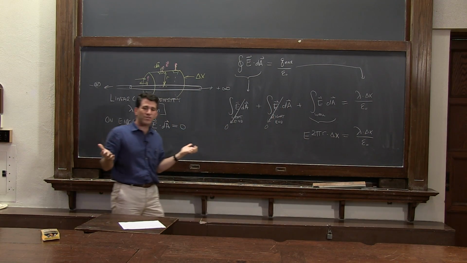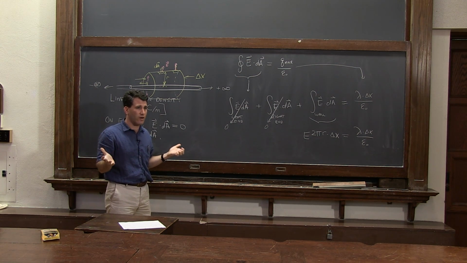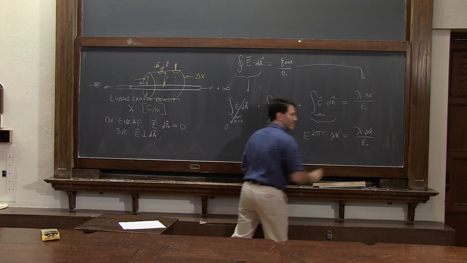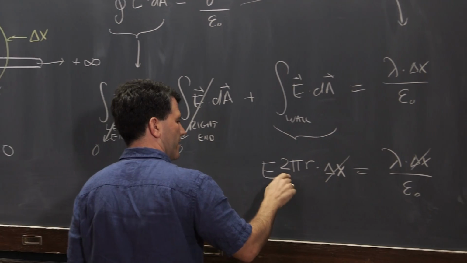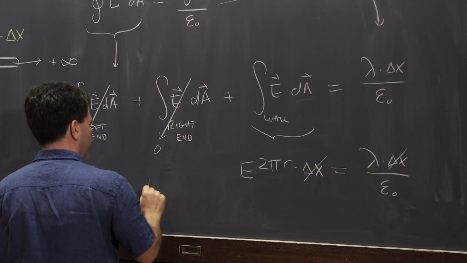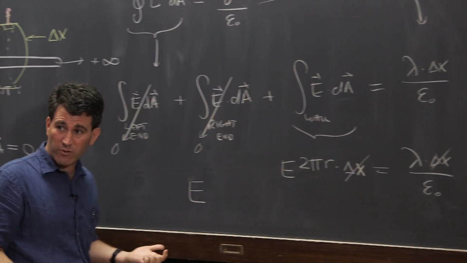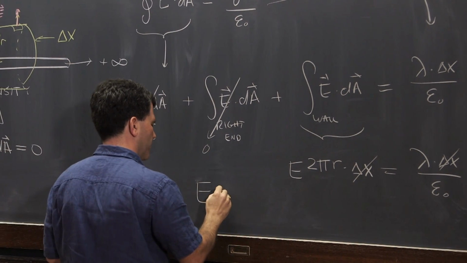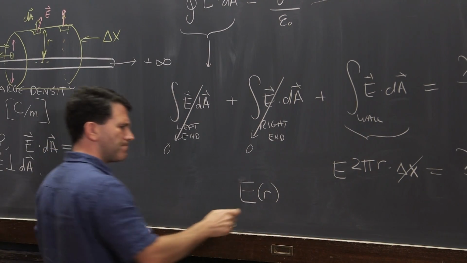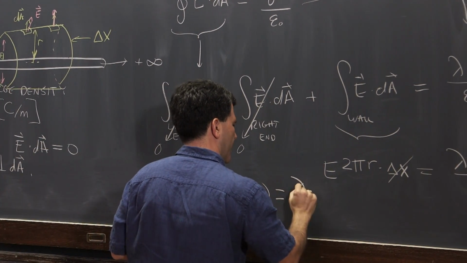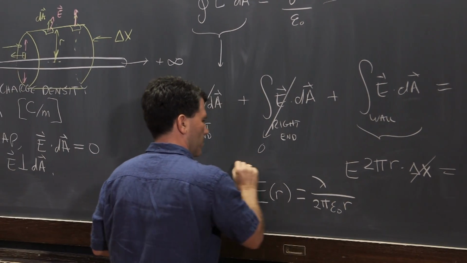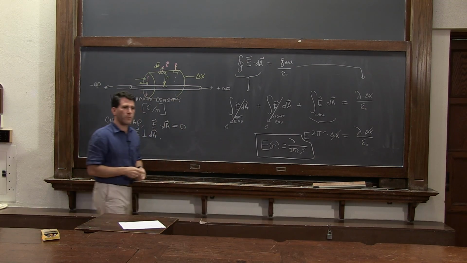And as often happens when we're clever about how we set up the surfaces in these Gauss's law problems, we find that the delta x goes away. It cancels out, and we can move the 2 pi r over to the other side, and then we find that the magnitude of the electric field, the direction is always going to be radial, at some distance r away from the axis, away from the line of charge, is going to be lambda over 2 pi epsilon naught r. And that is our big result that we were going for.